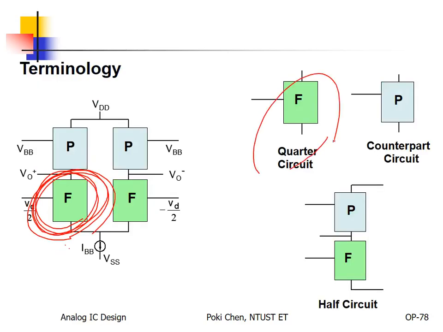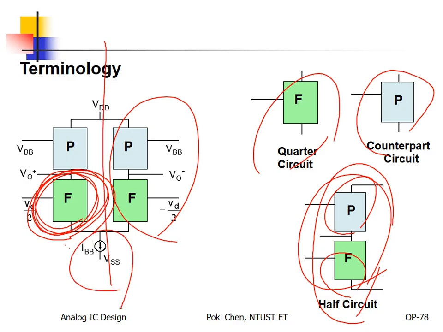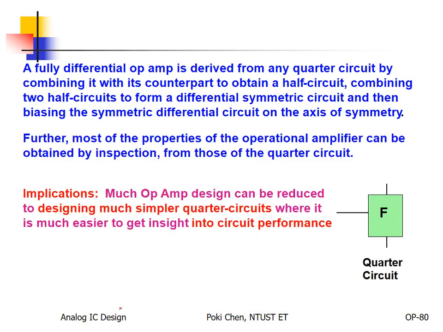Compose the quarter circuit and its counterpart circuit. We can have the half circuit. Flip it, get another half, and in the middle, apply the bias current or bias voltage. Good enough. All right?